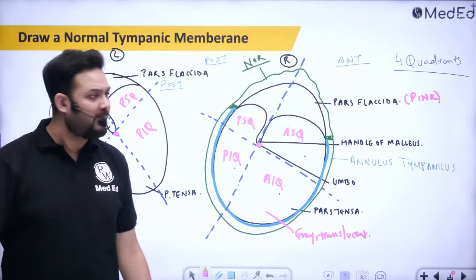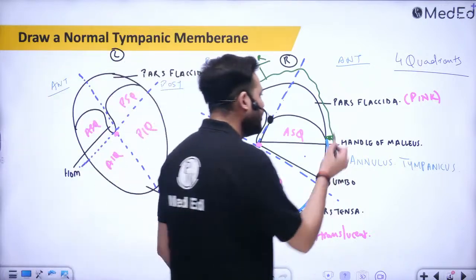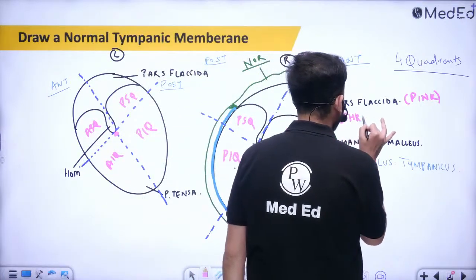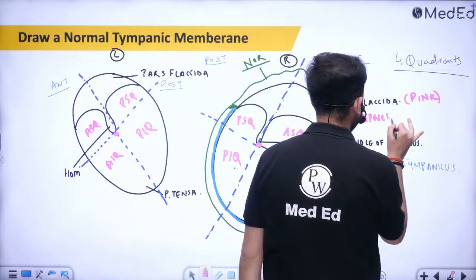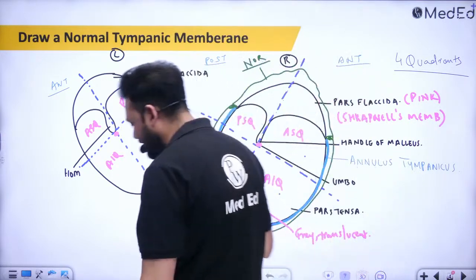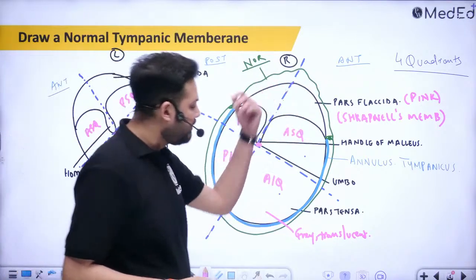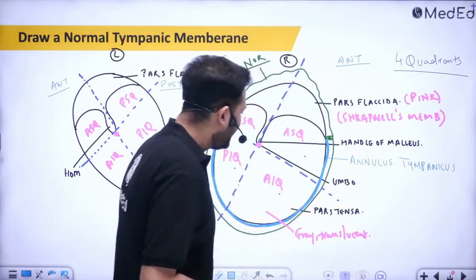अच्छा, one thing more, pars flaccida has also got another name. इसका एक और नाम होता है, you should know that. It's called as Shrapnel's membrane. इसे हम लोग Shrapnel's membrane भी कहते हैं. Okay. So pars flaccida is usually pink in color. Pars tensa is usually gray and translucent.